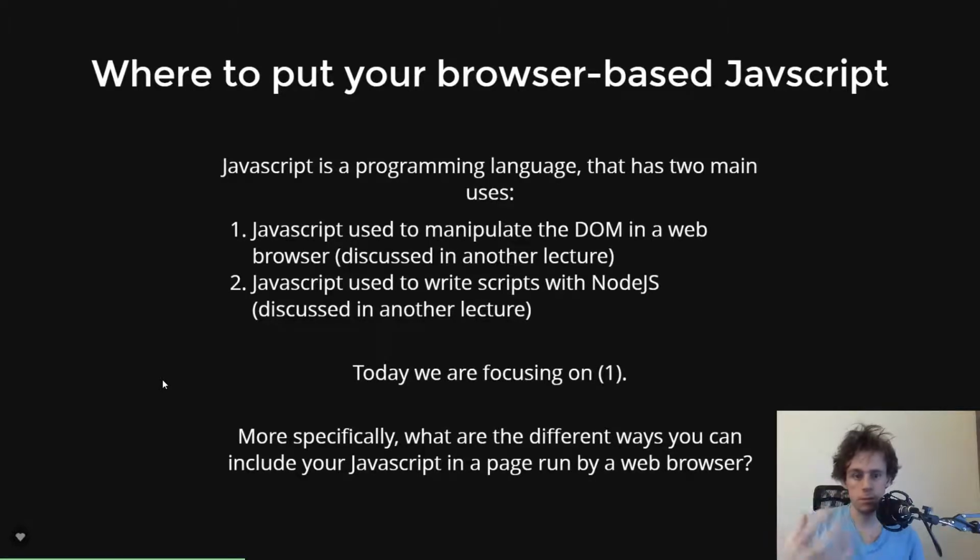So you have your HTML page, which has lots of elements on it, and then you have JavaScript, which has been souped up and able to modify that DOM. That's what I'm going to refer to as web browser JavaScript.